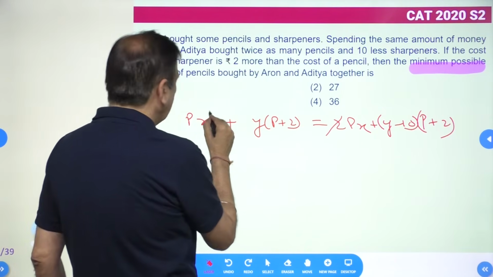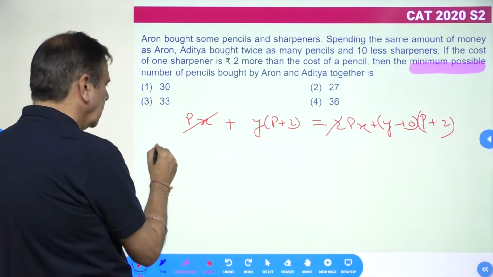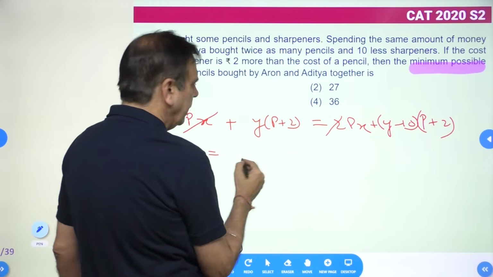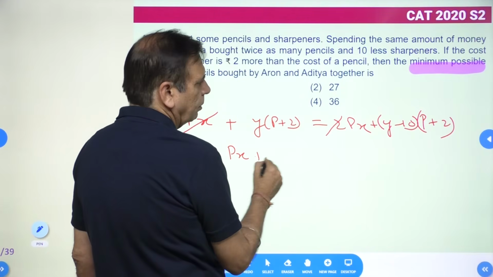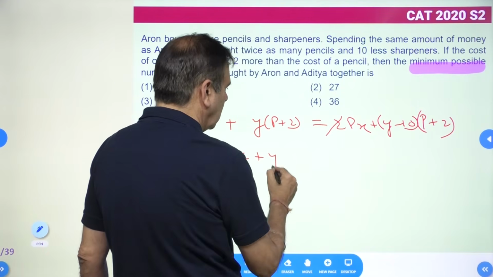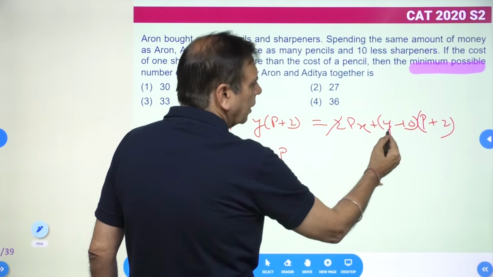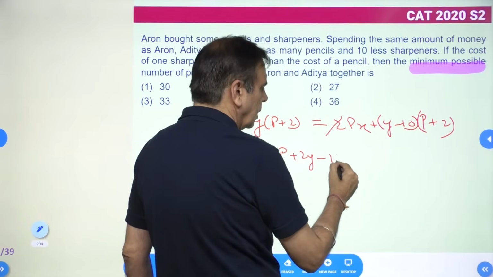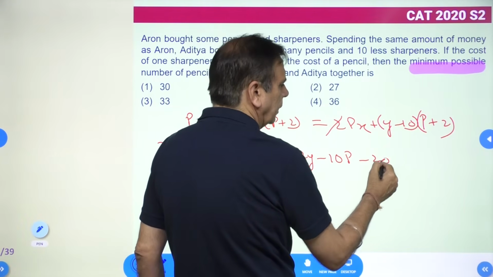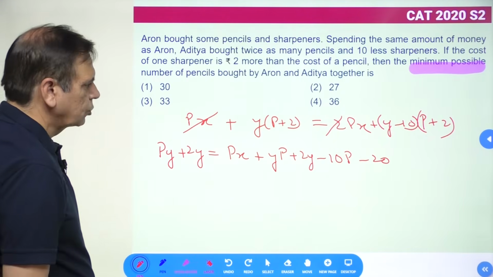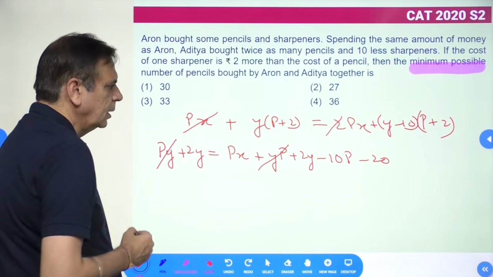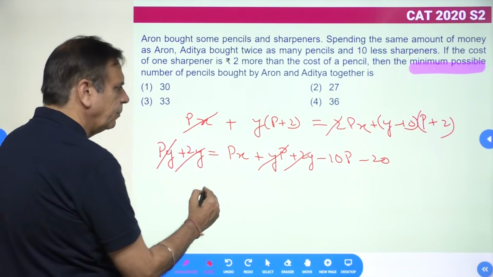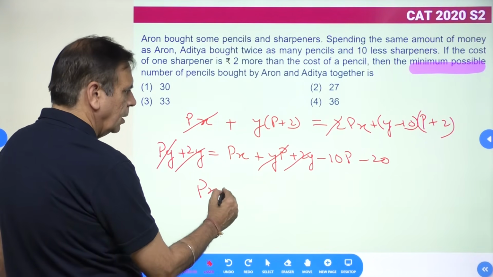So this px goes away. What do we get here? py plus 2y should be equal to px plus yp, that is y into p plus y into 2, plus 2y minus 10p minus 20. These two are equal. Something cancels: yp and py. Okay, plus 2y and 2y.